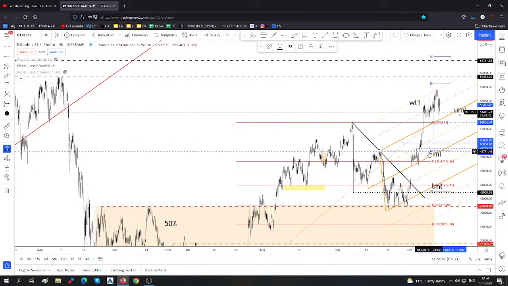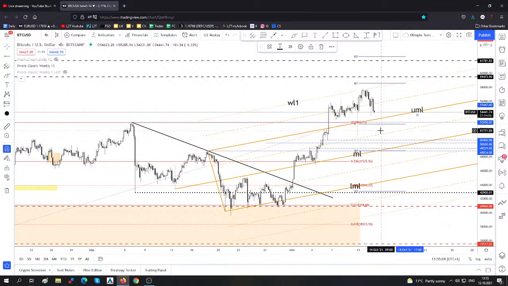Also, we have an important and strong support, former resistance turned into a support, 52,956.7. So the bias is still bullish as long as it stays above this zone, this area. The price of Bitcoin could jump higher after testing and retesting this zone, this area.